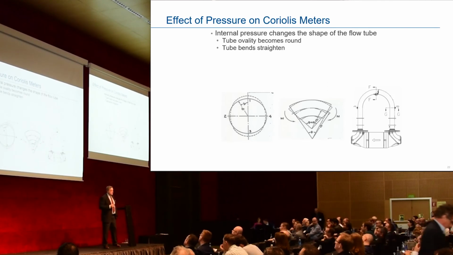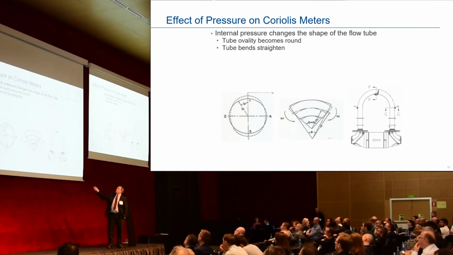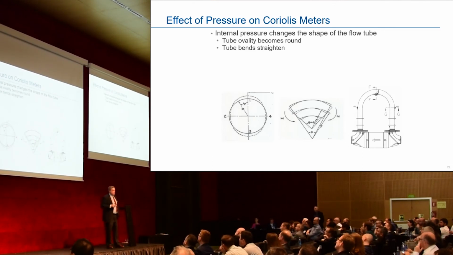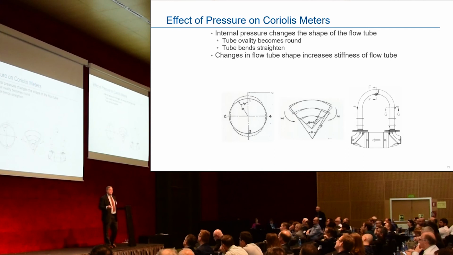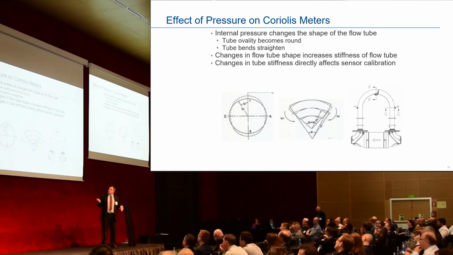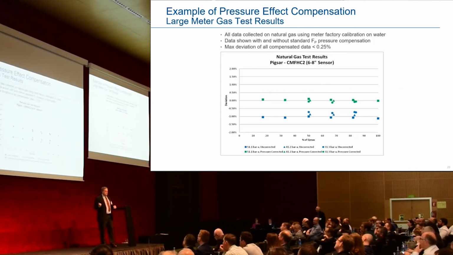Pressure compensation is an aspect of the Coriolis meter that I think we've discussed earlier today, but it's because of a change in the stiffness of the flow tubes that occurs when you increase the pressure inside, which makes them want to become round and also straighten out. As I think it was pointed out earlier by the gentleman from NEL, this is a very linear effect, and so it can be easily corrected if you characterize it properly.